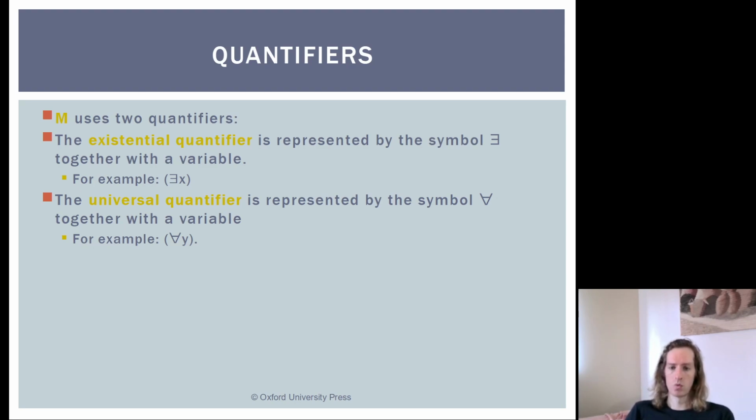So we use two symbols for these quantifiers. The existential quantifier is represented by this backwards E symbol together with a variable. For example, you would see the backwards E and then an x, and that will mean for at least one x, something is the case. The universal quantifier is represented by the upside-down A symbol together with a variable. In this case, it's here with a y, so it would be for all y's, for every y, something is the case.